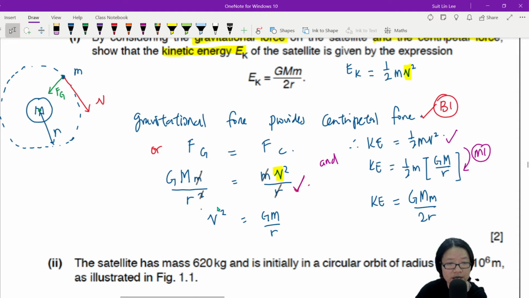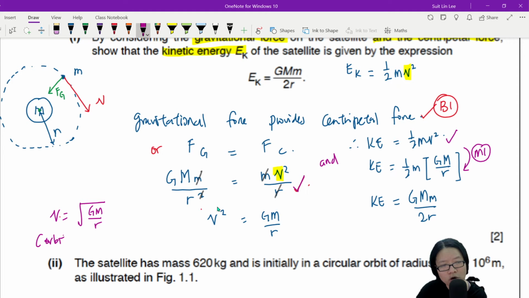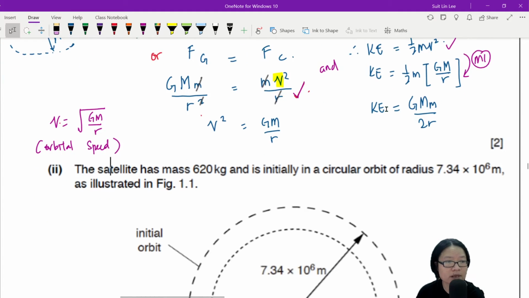This V square is equal to GM over r, or specifically, V is equal to square root of GM over r. This one is what we call orbital speed. The speed of anything in this particular orbit will follow this one. Okay, so first things first, you find the speed and then you use half mv square to find the kinetic energy. All right, done.